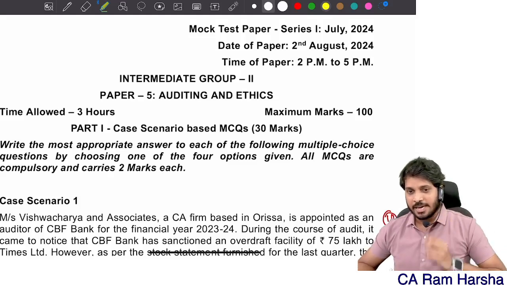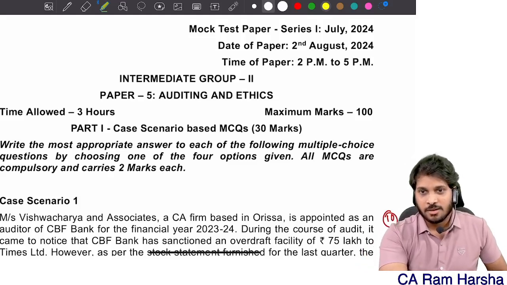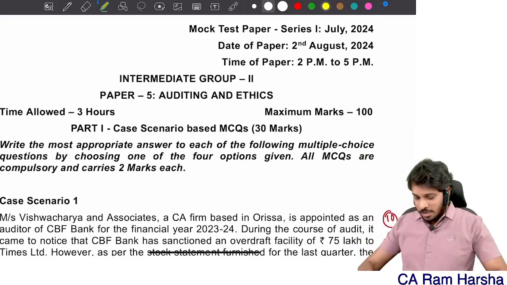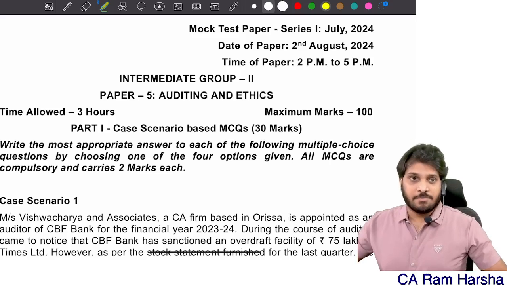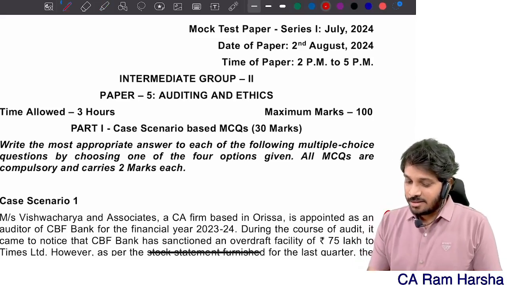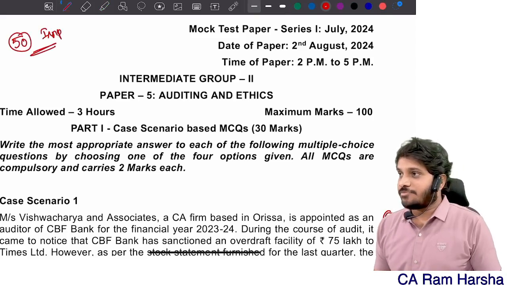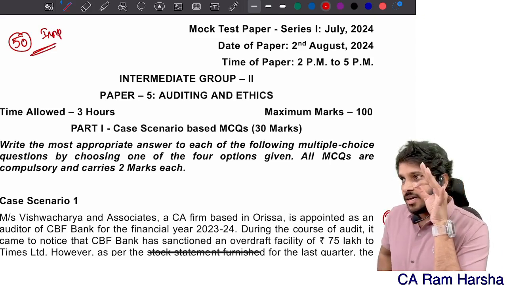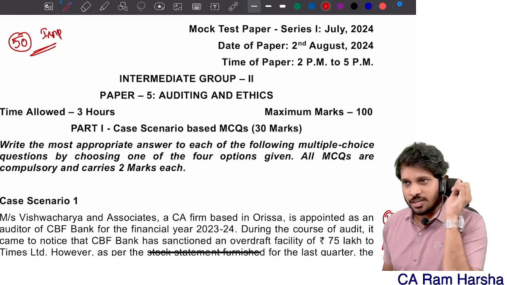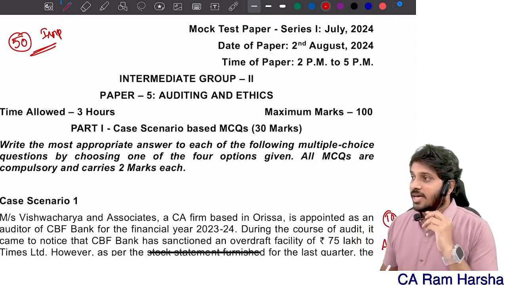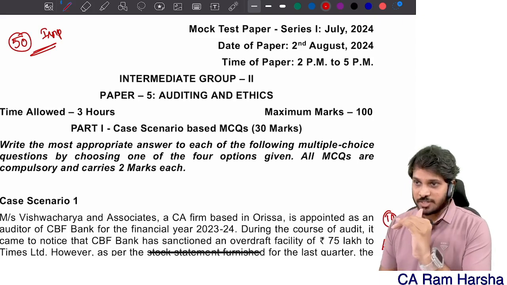So let's begin the MTP session. This is mock test paper P5 audit. Through MTP and RTP, we are going to solve at least the top 50 important questions. It may be MTP1, MTP2 and RTP. These three papers put together will contain at least 50 descriptive questions.